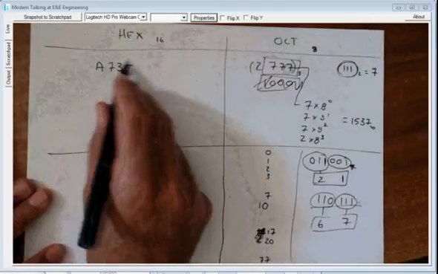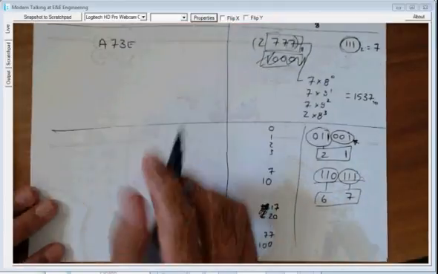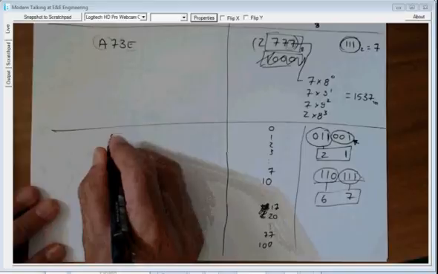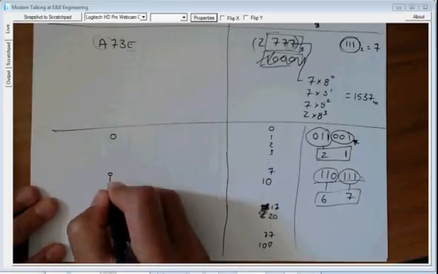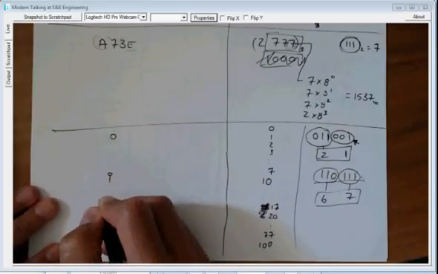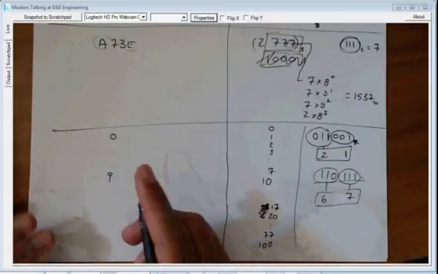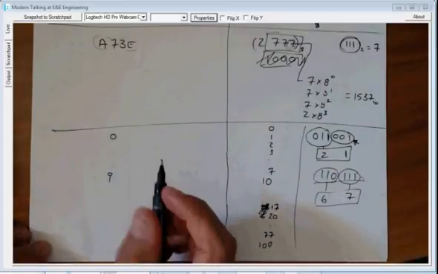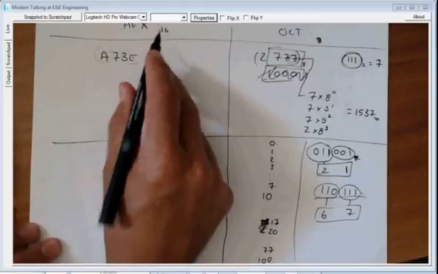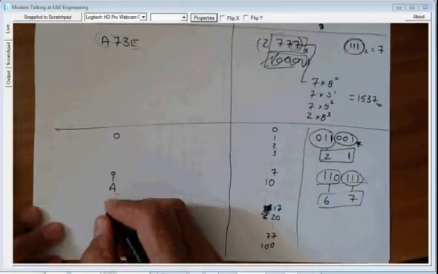The reason we have things like E and A in there now is because we count up 0 to 9, and then we run out of symbols if we use decimal. But for hexadecimal, we need more symbols because we want to go up to 15. 0 to 15 gives me 16 symbols. So we start to use the alphanumeric characters.